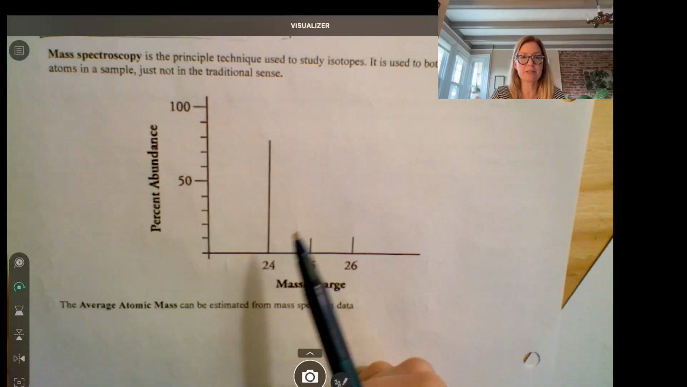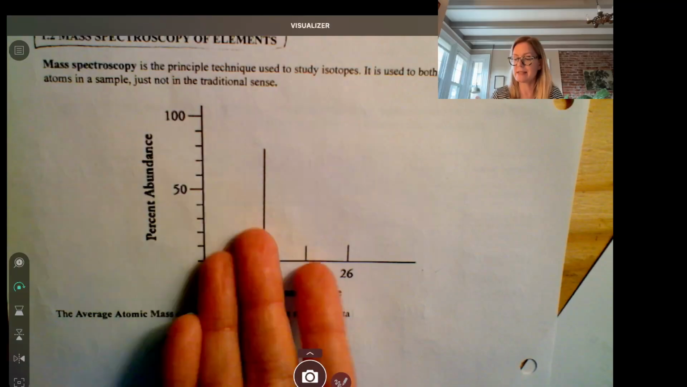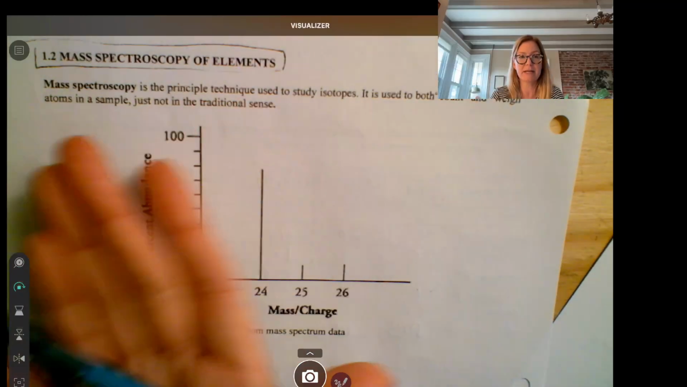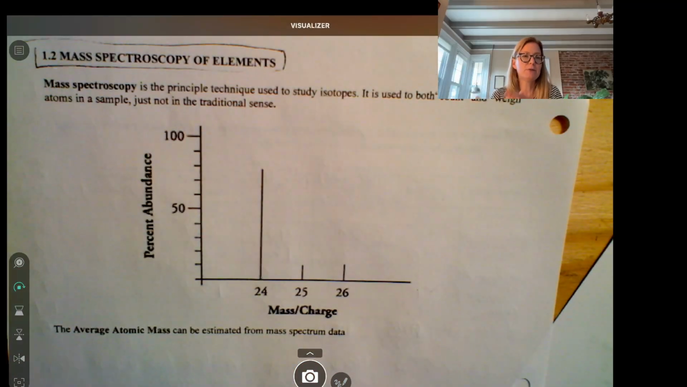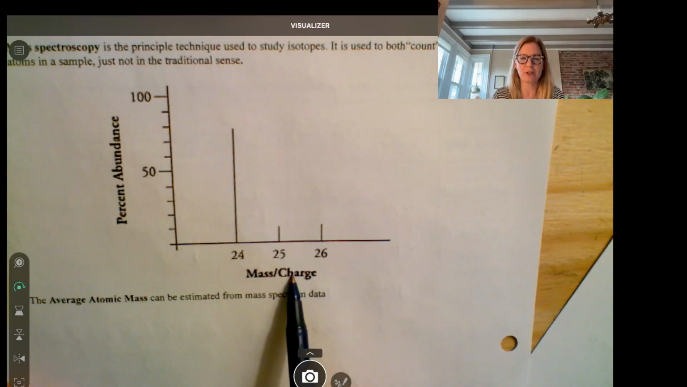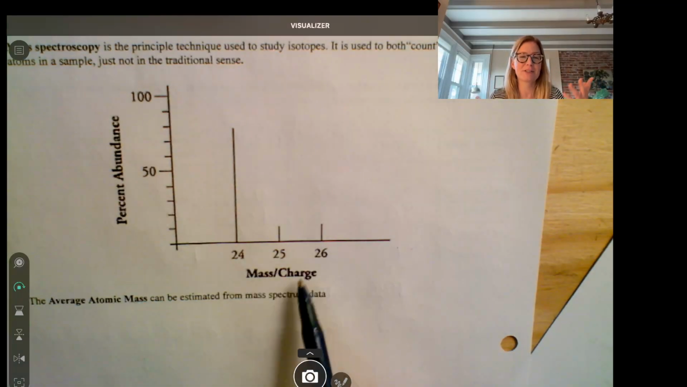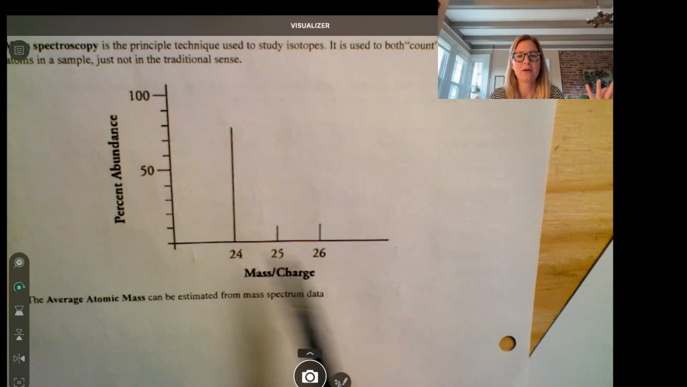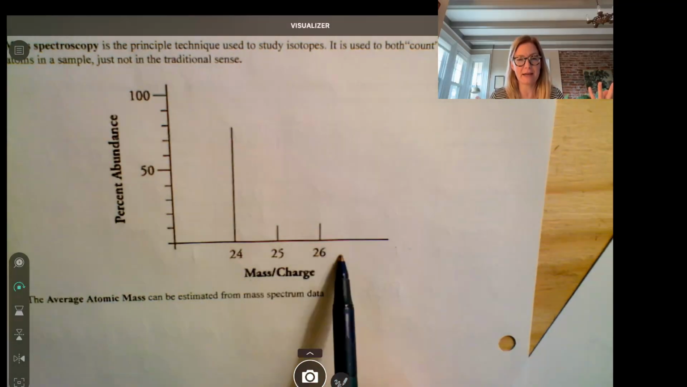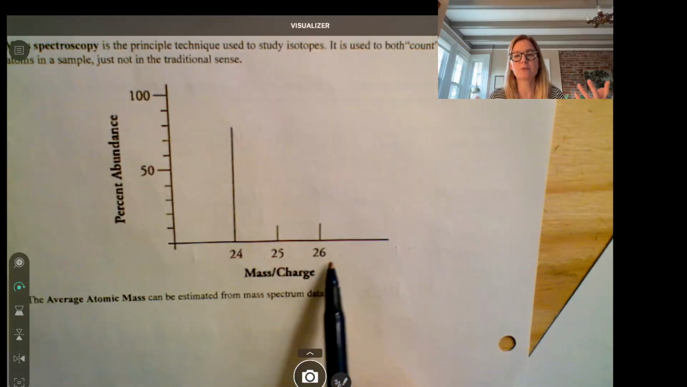This is giving us the percent abundance in graph form rather than in table form, okay? Because this is how the analytical machine, the mass spectrometer, spits it out. You don't need to know anything about a mass spectrometer. You don't even really need to know why they say mass divided by charge. The charge, for reasons you'll learn way later in college, is always 1. So the mass divided by charge is essentially the same as the mass. So think of these as the masses of the atoms, okay? 24 AMU, 25 AMU, or 26 AMU.